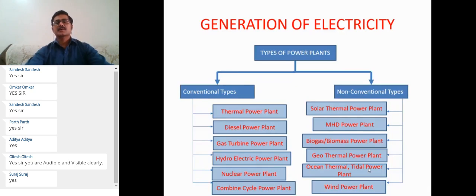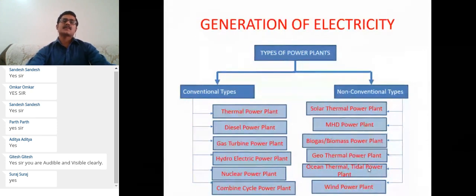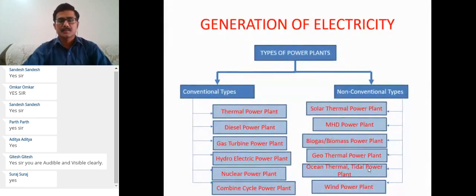Those are listed on the right hand side of this slide. Solar thermal power plant, which makes use of solar energy for the generation of electrical energy. MHD, magneto-hydrodynamic power plant. Biogas or biomass power plant. Geothermal power plant. Ocean thermal, the tidal power plant, and the wind power plant. So these are the different types of conventional as well as non-conventional power plants which are used for the generation of electricity.